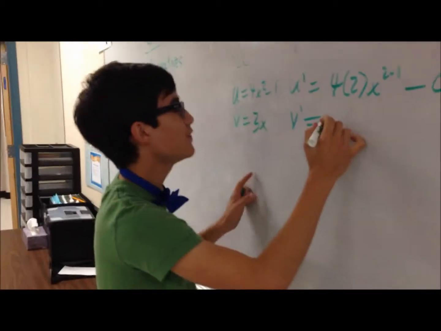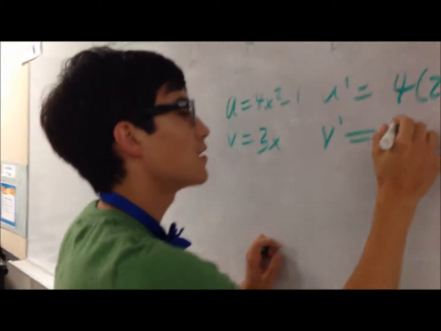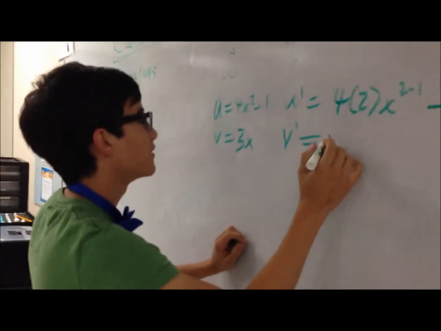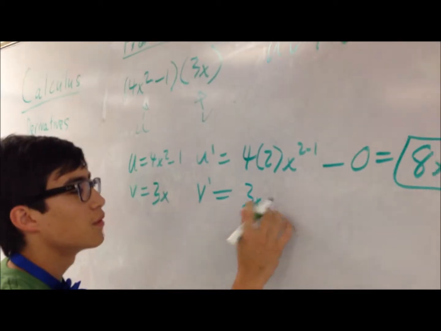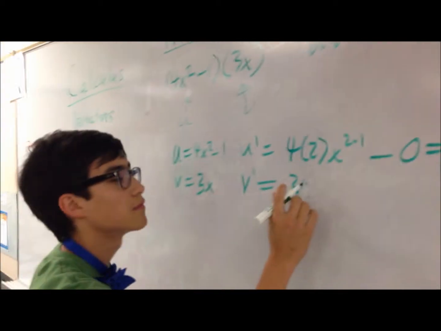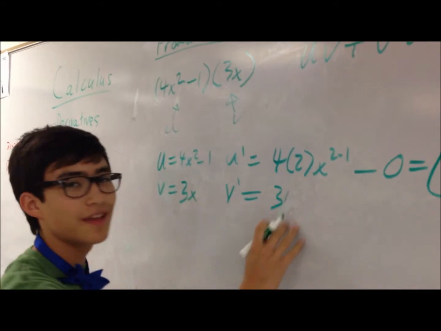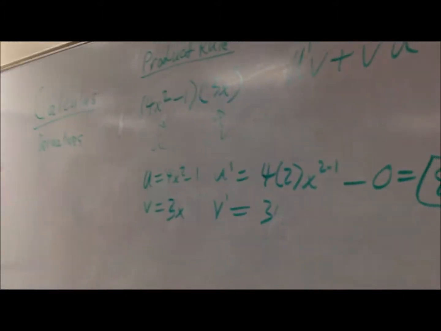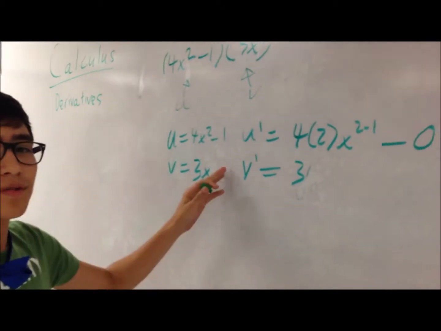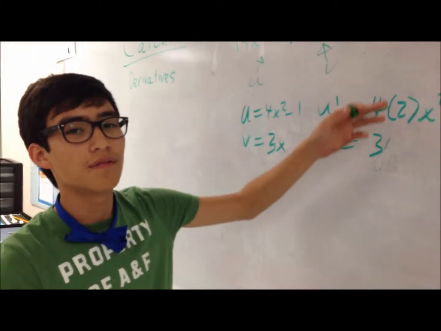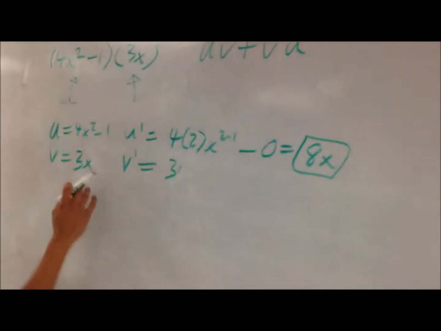So here's the v prime function right here, and this is going to be also a power rule, which is the 3x. Well, we should go to just 3. All right. So now we're going to have to plug this into the equation after we find the values of each variable. So now we're going to plug this in.